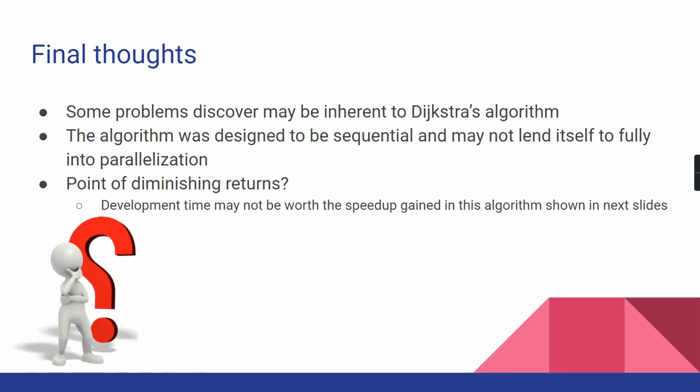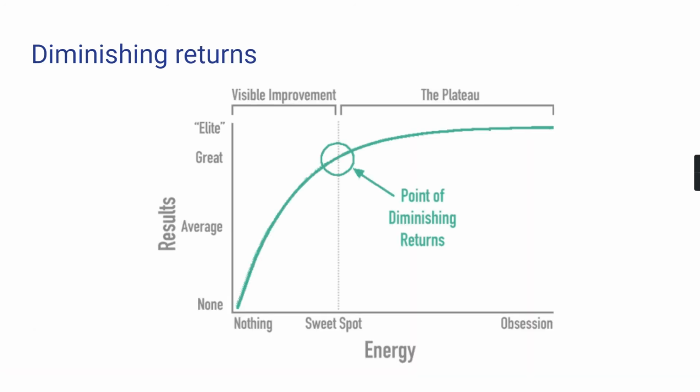So some final thoughts. Some problems discovered here may be just inherent to Dijkstra's algorithm. The algorithm was designed to be sequential and may not lend itself fully to parallelization, as some algorithms do not parallelize very well. And we could also be reaching the point of diminishing returns, which is basically that the development time may not be worth the speedup gained in this algorithm, and that's shown in the next slides here where we kind of bring it back to the graphs.